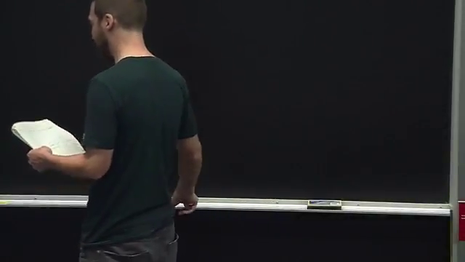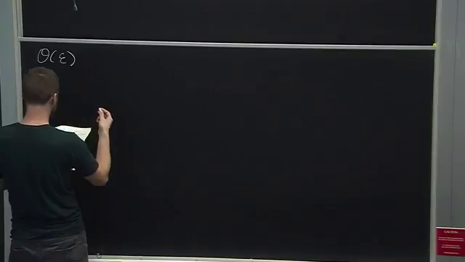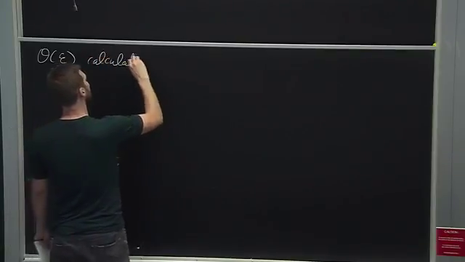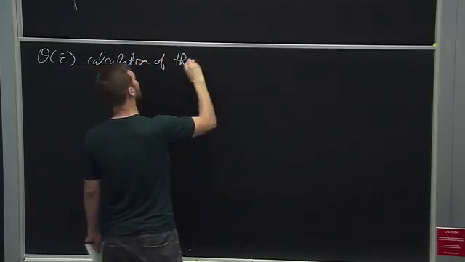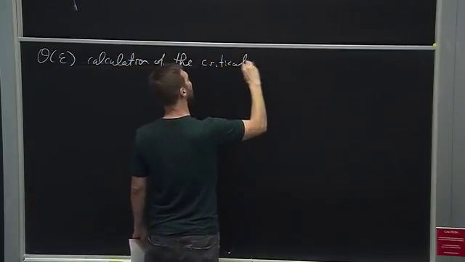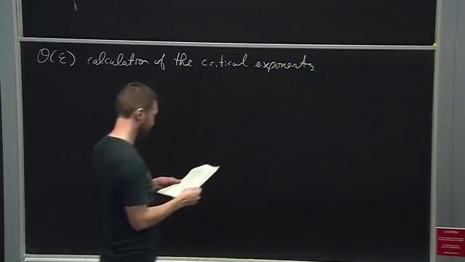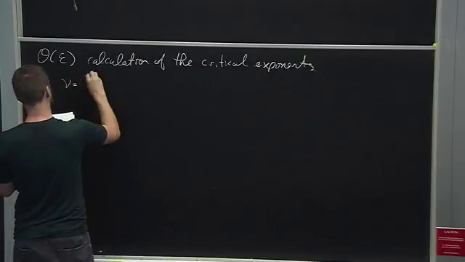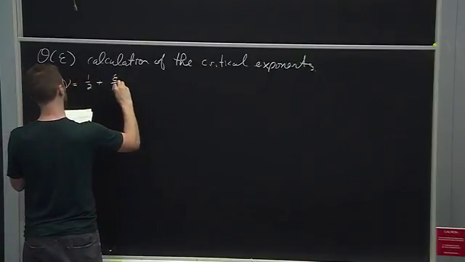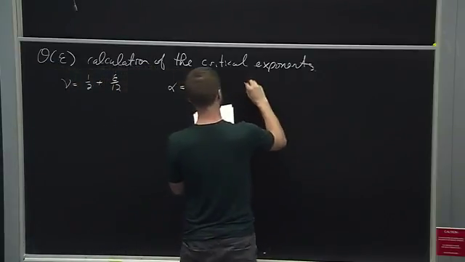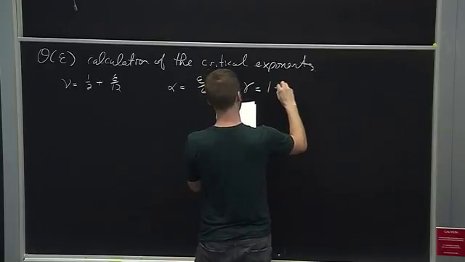So we're done the order epsilon calculation of critical exponents. What an ordeal. How long was that? We finally have a non-zero alpha. That's nice.